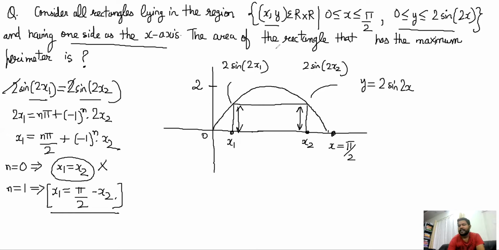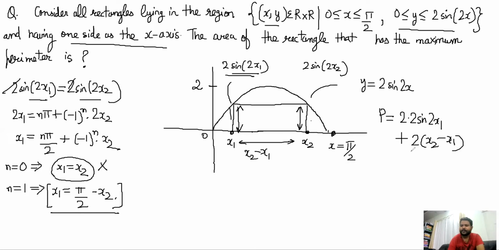So before we can find the area, we have to find the condition that the perimeter of this rectangle is maximum. So what is the perimeter of this rectangle? This side is simply x2 minus x1, and this height is 2 sine 2x1. So this height and this height are the same. So the perimeter function is 2 times 2 sine 2x1, which is the height, plus 2 times (x2 minus x1), right? So this is my equation for the perimeter.